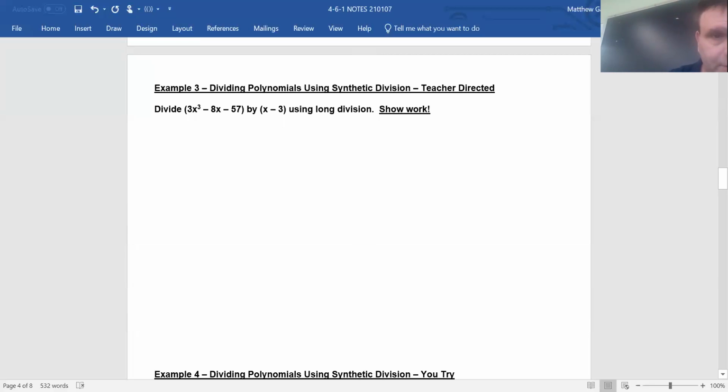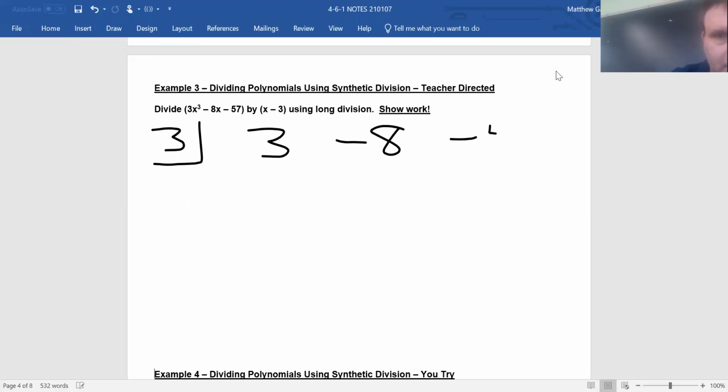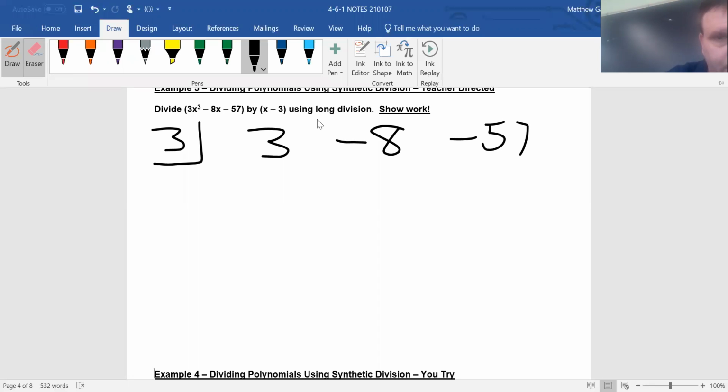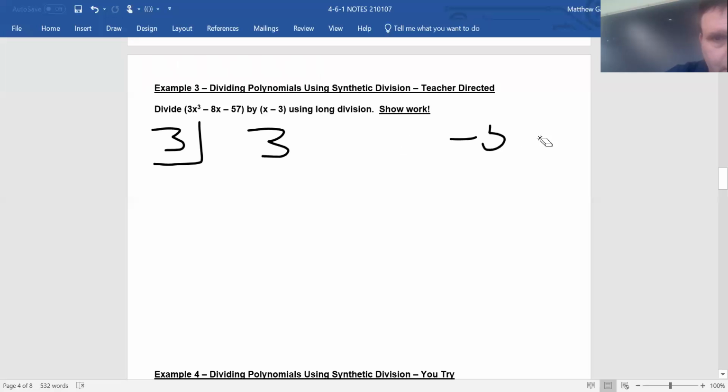when we look at these, we're dividing 3x cubed minus 8x minus 57 by x minus 3. So the excluded value is positive 3. It comes right from here. And we don't want to make the mistake of doing this. What I'm doing right now is the mistake, because you skip from the cubic term to the linear term. So you need a 0 for the quadratic term here. This one needs a placeholder.